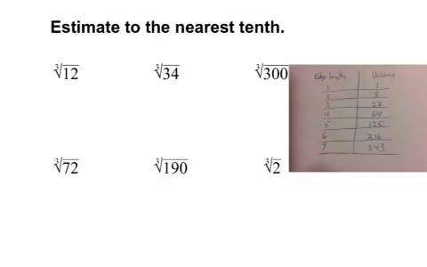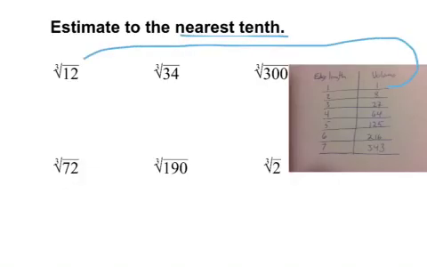So let's take a look at an example. The cube root of 12. Again, I want to find it to the nearest tenth. Let me redo that. 12 is between 8 and 27. And 12 is closer to 8 than it is to 27, so my answer is going to be closer to 2 than it is to 3, so I'm going to estimate something like 2.2.